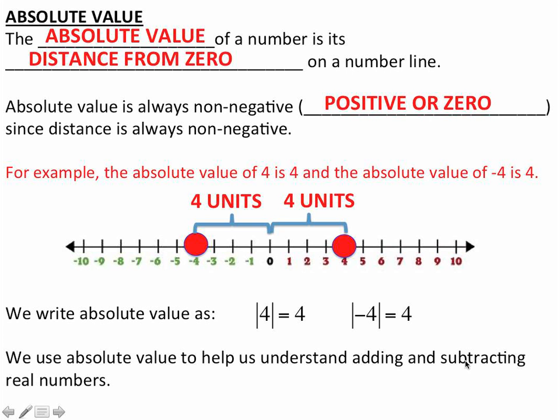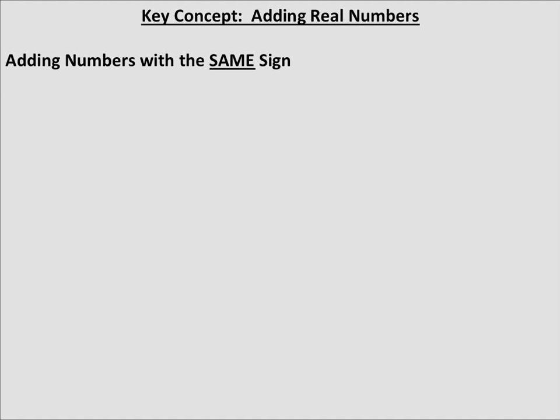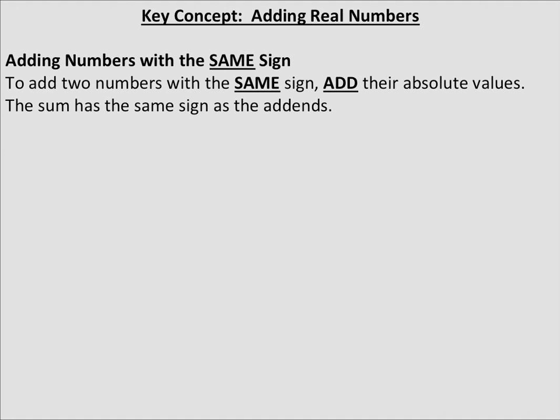We use absolute value to help us understand adding and subtracting real numbers. So here we go. When I add numbers that have the same sign, add the two numbers by adding their absolute values, and the sum has the same sign. So 3 plus 4, well, they're both positive, so I can just add 3 plus 4, and I get positive 7. Negative 3 plus negative 4, well, their absolute values are 3 and 4, so just add them together. And the sign that they both have, because they have the same sign, is what I keep. So 3 plus 4 is 7, negative 3 and negative 4, both negative, so negative 7.